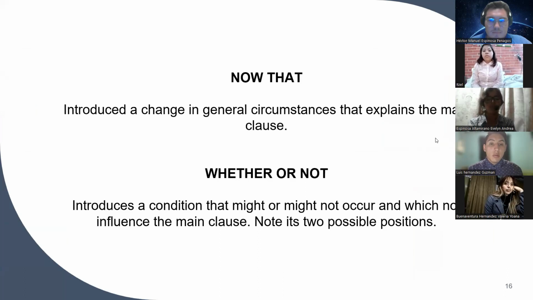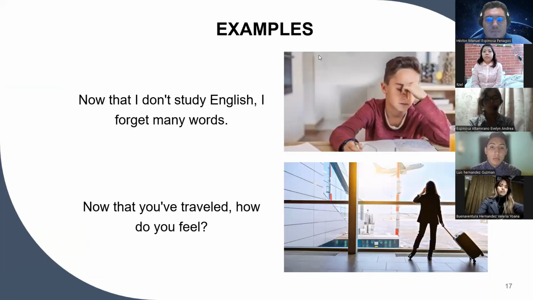Now that introduces a change in general circumstances that explains the main clause. Whether or not introduces conditions that might or might not occur and which do not influence the main clause. Notice the two possible positions. For example: Now that I don't study English, I forget many words. Now that you are traveling, how do you feel?